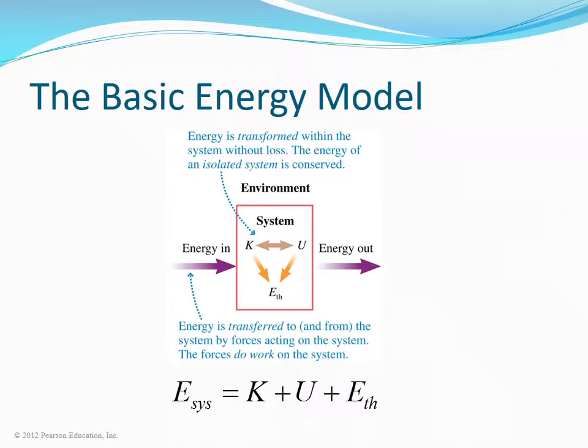In the basic energy model, the energy of the system, E sub sys, is equal to the kinetic energy plus the potential energy plus the thermal energy.